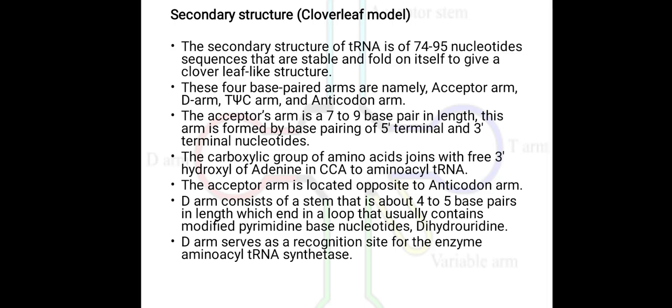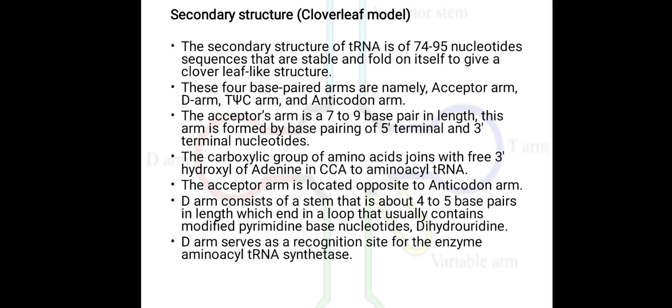Now the acceptor arm contains about 7 to 9 base pairs in length, and this arm is formed by the base pairing of the 5' terminal and the 3' terminal nucleotides. The carboxylic group of amino acids joins with the free 3' hydroxyl group of adenine within the CCA, which is the terminal nucleotide present on the acceptor arm, forming the aminoacyl tRNA. The acceptor arm is located opposite to the anticodon arm.